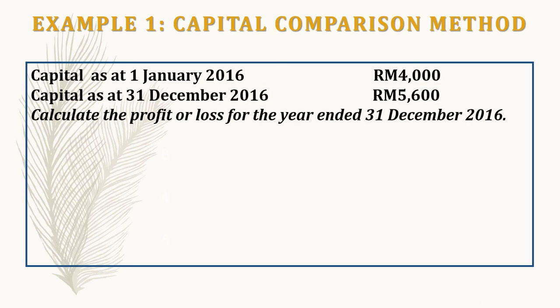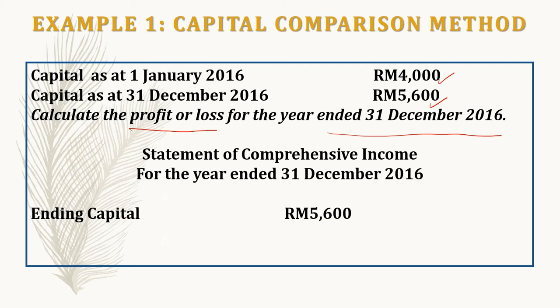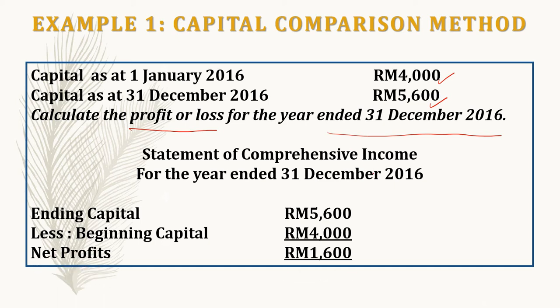Okay, in example 1, you are given only two simple pieces of information, that is the beginning capital and also the ending capital. So you are supposed to calculate the profit or loss for the year ended 31st December 2016. So how do you do the statement for comprehensive income? You just simply take the capital as at 31st December 2016, 5,600, and we will deduct the amount of the beginning capital as at 1st January 2016, that is 4,000 ringgit. So you can come down with the net profit amount, which is 1,600 ringgit.